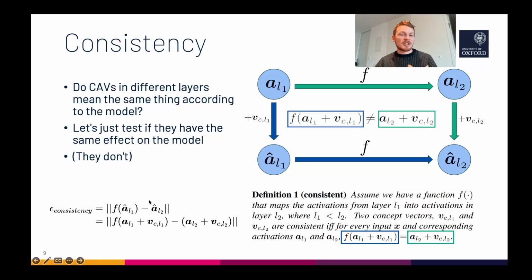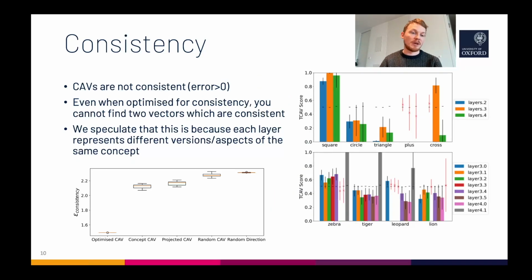To measure this, we use the consistency error, which is the L2 norm of the difference between these two pathways. And we get a non-zero consistency error, which is to be expected. We actually have a theoretical proof in the paper demonstrating the requirements to be able to get a zero error in this case. And for the models we looked at, even when we optimized for consistency, where we fixed the vector in the first layer, but in layer L2 we did gradient descent to try and minimize its error, you couldn't find a CAV with minimum error.